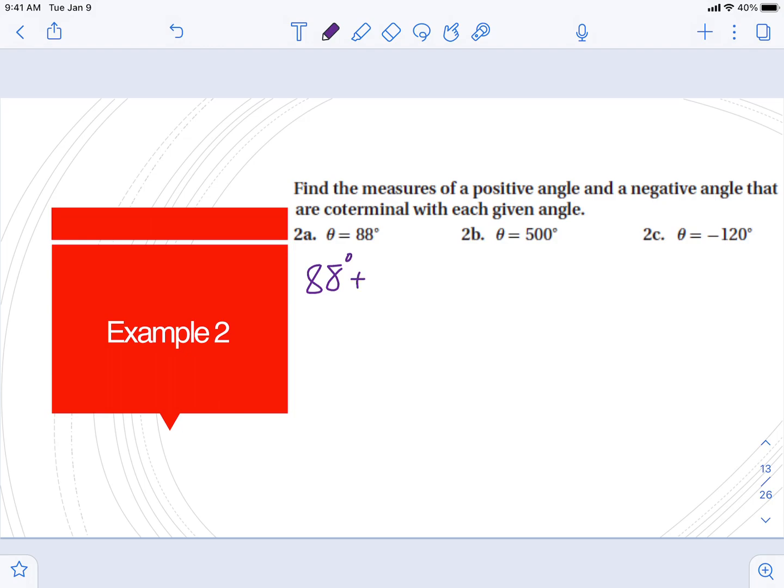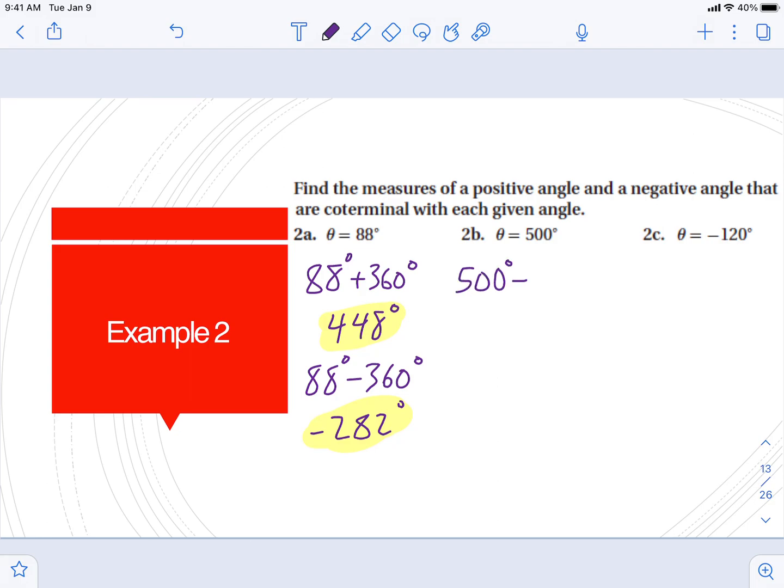So for 88, if we do 88 plus 360, we get 448 degrees. And if we do 88 minus 360, we get negative 282 degrees. And so these are one angle that's positive and coterminal with 88 and one that is negative and coterminal with 88.